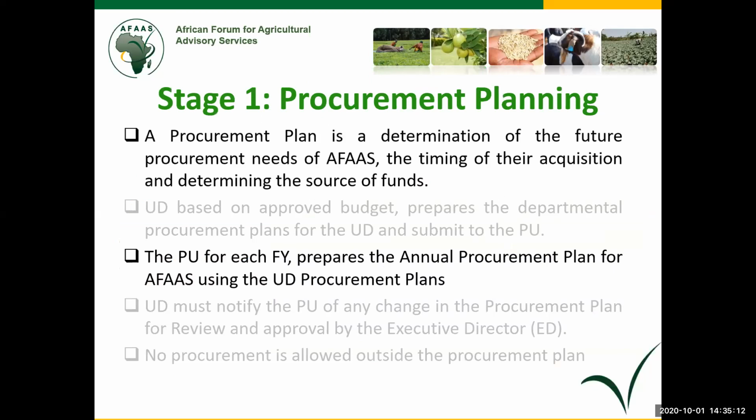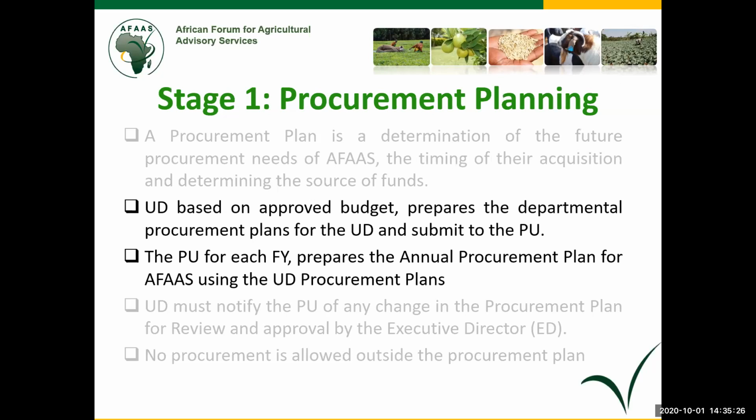What is in procurement planning? Procurement planning in simple terms is the determination of the future procurement needs of AFAS and the timing of their acquisition and determining the source of funds. So the user department, using the approved budgets, is supposed to prepare a departmental procurement plan for the user department and submit to the PDU. Then on the basis of that, procurement unit will now make an annual procurement plan for AFAS using the user departmental procurement plans. Why is it necessary to develop a procurement departmental plan?